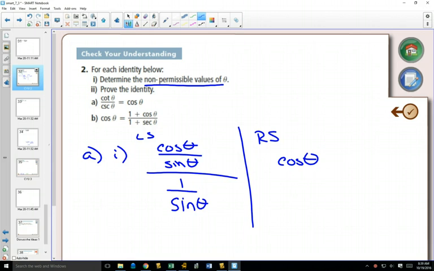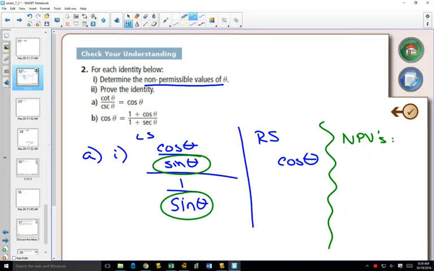And now looking at this, we have to find out, where could I possibly divide by 0? What would be my non-permissible values? Well, I could divide by 0 here, because I'm dividing there. I'm also dividing here. So what can't happen in this question? We can't have sine theta equal to 0. Because if sine theta is equal to 0, then we'll be dividing by 0, and we'll have a bunch of non-permissible values. So this question is really asking, can you tell me all the values where sine theta is equal to 0?